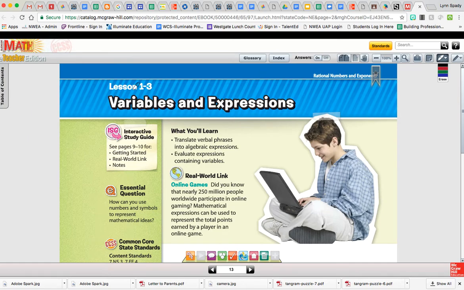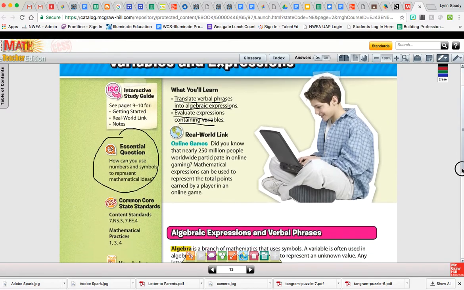For lesson 1-3, we're talking about variables and expressions. During this lesson, you'll be able to translate verbal phrases into algebraic expressions, and you'll also be able to evaluate expressions containing variables. Remember to keep your focus on the essential question for Chapter 1, which is how can you use numbers and symbols to represent mathematical ideas?